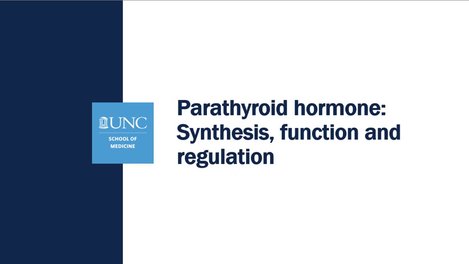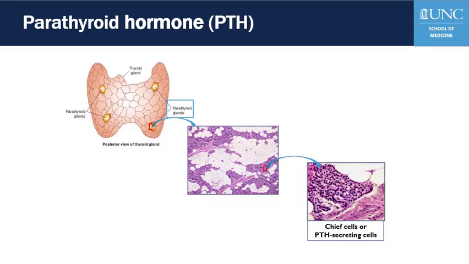So first, let's discuss the normal synthesis, function, and regulation of parathyroid hormone, which is the main hormone produced by the parathyroid gland. Most individuals have 4 parathyroid glands, which are shown in this picture as 4 tiny yellow glands behind this pink thyroid gland. And usually there are 2 parathyroid glands behind each lobe of the thyroid.